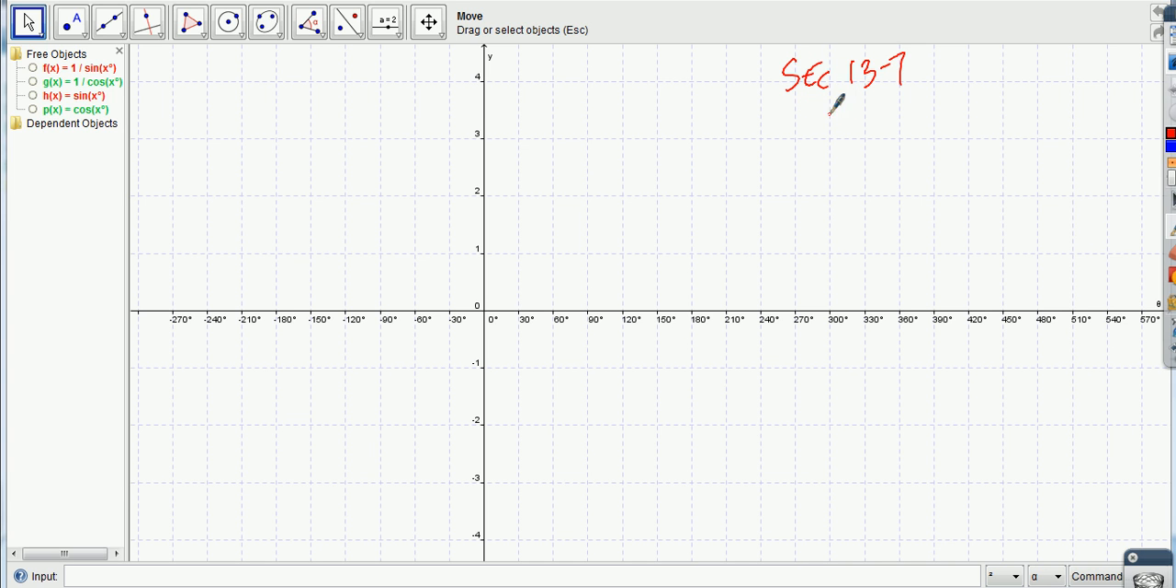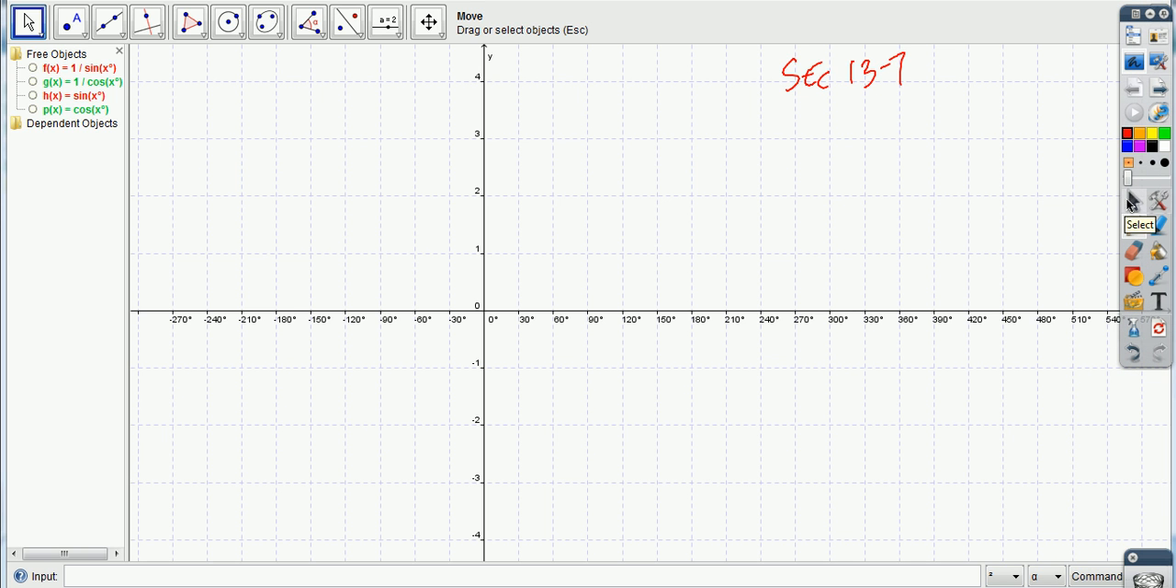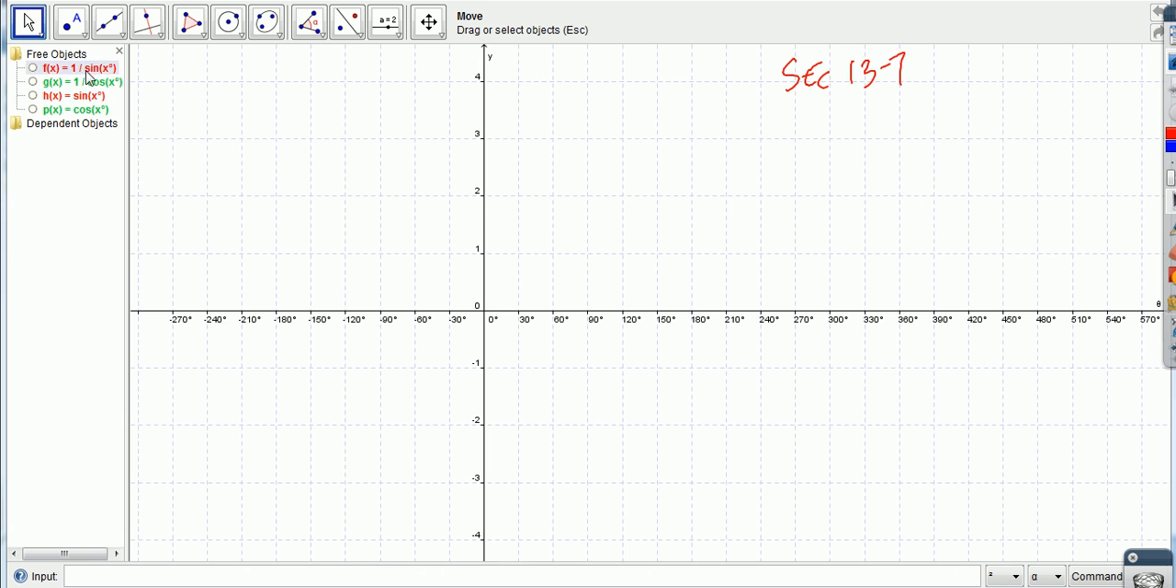So what we're going to do today is talk about the inverse functions. We already know what the regular trig functions look like. We know what the cosine looks like. We know what the sine looks like. And we know what the tangent looks like. So now we're going to do the inverse functions of those. So what I've done right here is I've put the sine and cosine, and I've put the inverses.